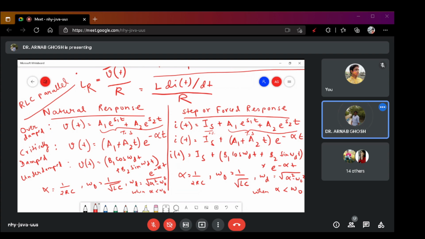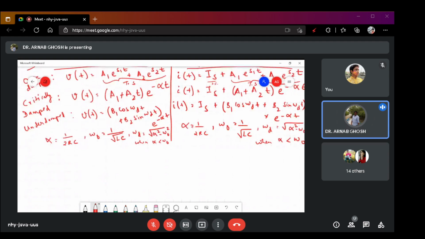Any questions? I think you can apply this directly and calculate the formulas. Okay, this is the RLC parallel circuit. And what will be the difference in the graphs? Can you tell me what will be the difference in the graphs? How will the graph look?